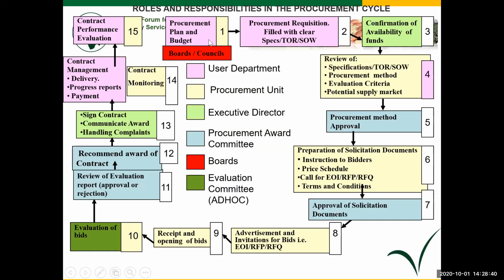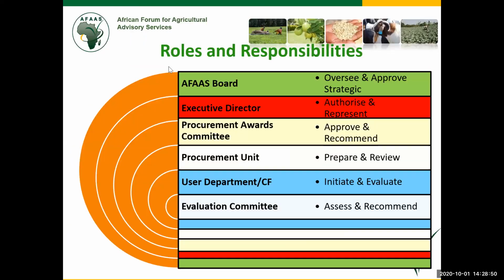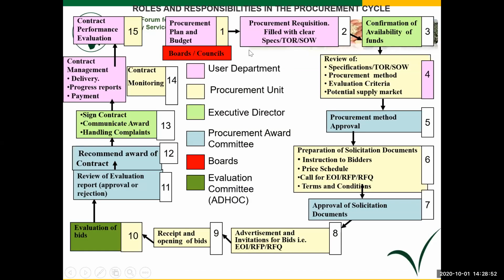When you look at stage one, you have the procurement plan and budget level, which is stage one. And then stage two, colleagues, I don't know why the thing is moving. When you go to stage two, it is for making the statement of requirements, the terms of reference, and the scope of works.